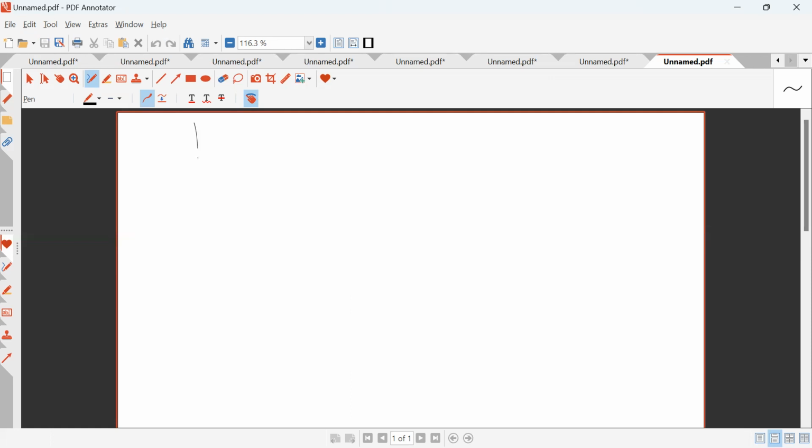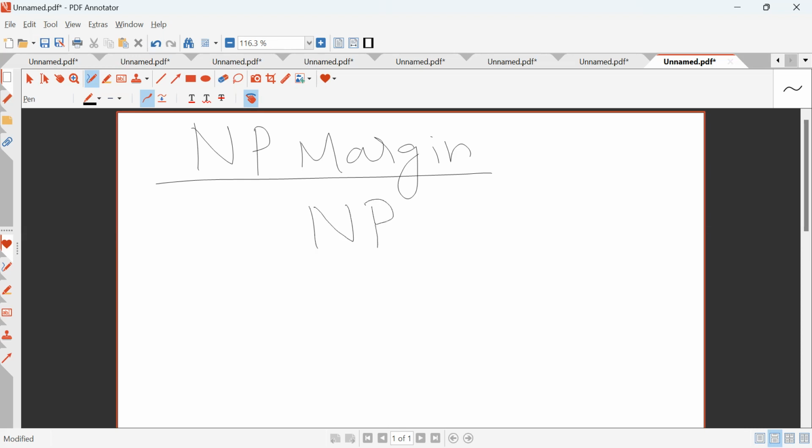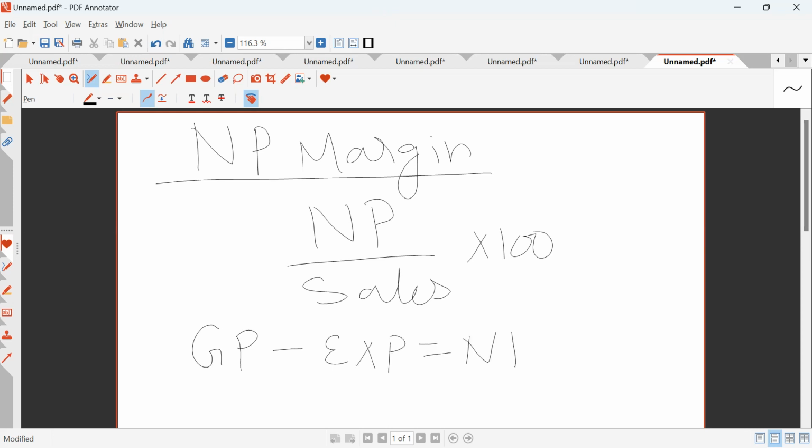After this beta, we have net profit margin. So what is a net profit margin? Net profit margin is net profit as a percentage of sales. So the formula is net profit upon sales multiplied by 100. And how do I calculate net profit? Gross profit minus expenses equals net profit. You know how to make an income statement, right? So you know how to find net profit.